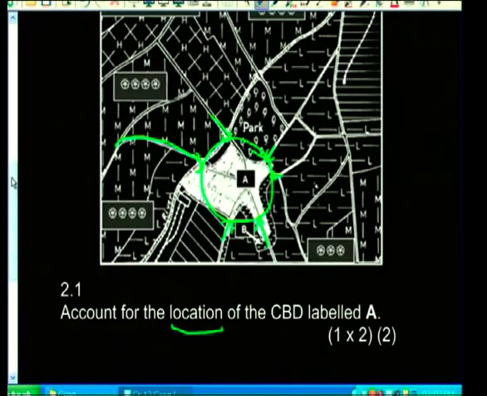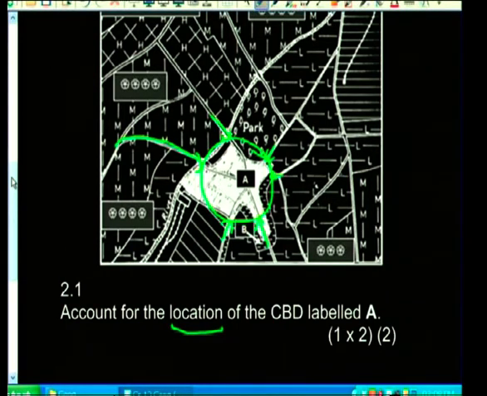There's a lot of high buildings, which I've already mentioned. There is a lot of high order functions, what we refer to as our tertiary or quaternary functions. Those take place within our city centre. And obviously, with the traffic congestion and a lot of functions being performed there, we are going to have a high concentration of people already.